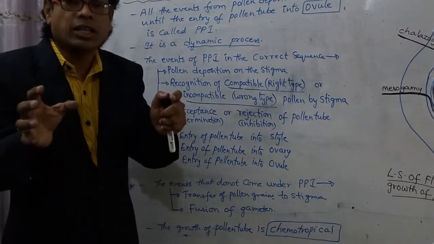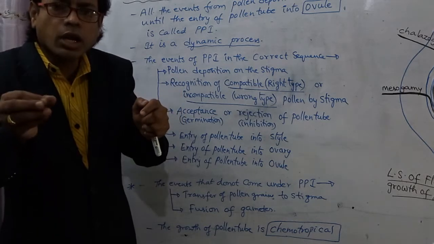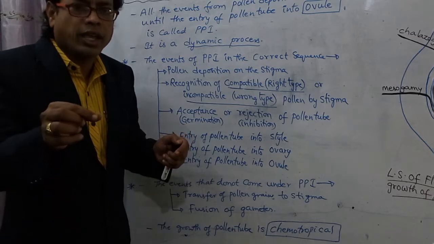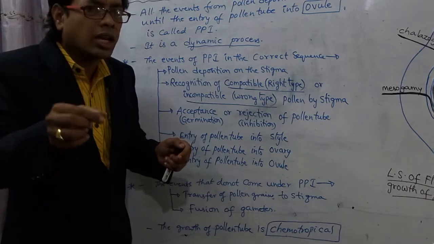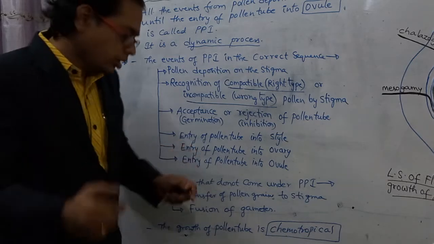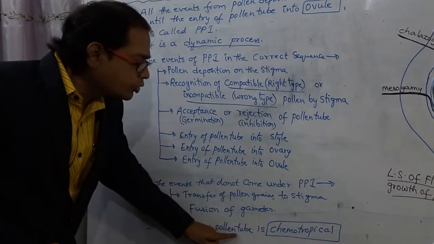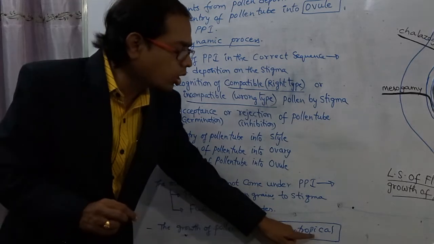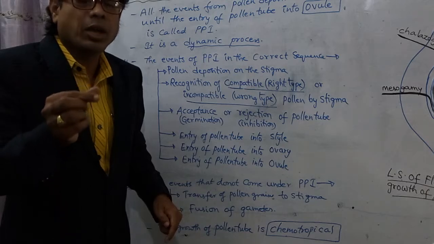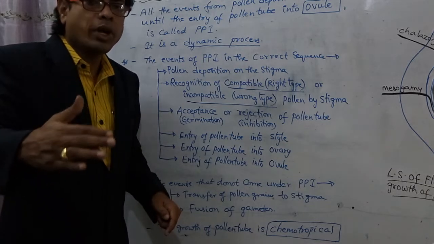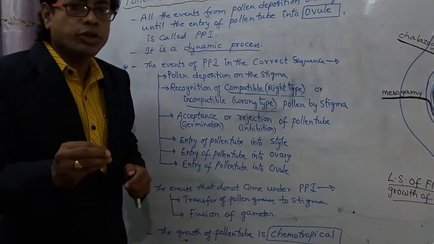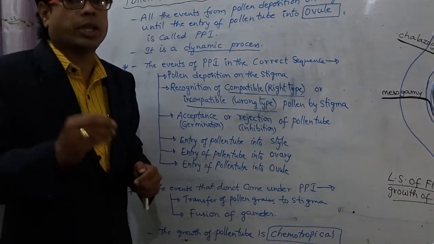There will be interaction between chemical components of pollen grain and chemical components of stigma. That's why this interaction depends upon chemicals. That type of movement is called chemotropic. So the growth of pollen tube is chemotropic. Chemo means chemical, tropic means movement of pollen tube. So growth of pollen tube is chemotropic.